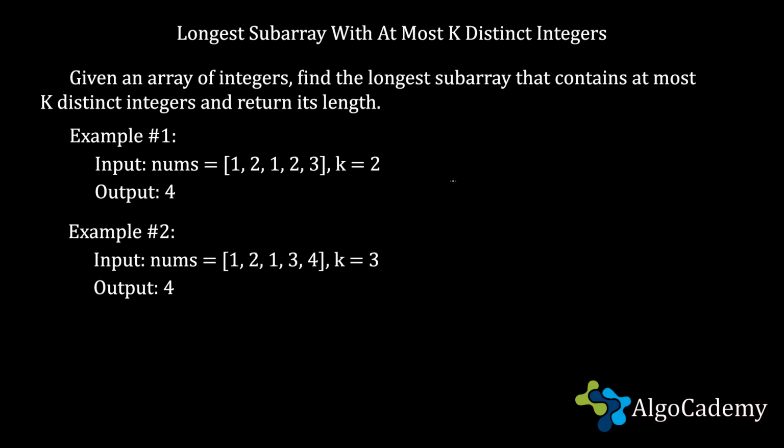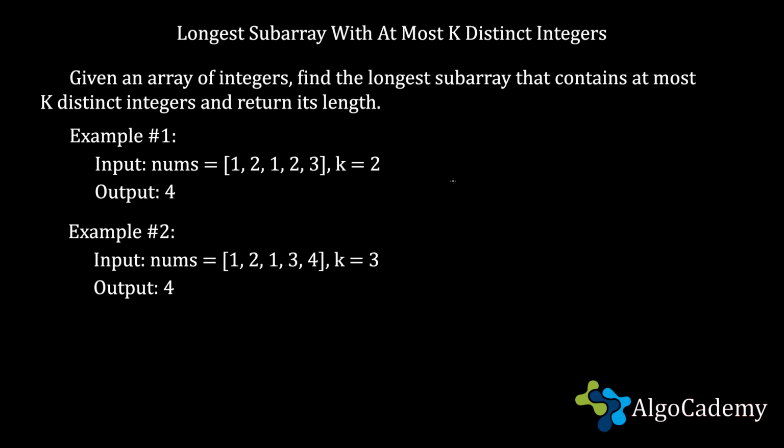Alright, hello everybody and welcome to a new problem that is going to show us how powerful the two pointers technique is. This problem is called the longest subarray with at most k distinct integers. So let's read the statement together. We are given an array of integers and we should find the longest subarray that contains at most k distinct integers and return its length.